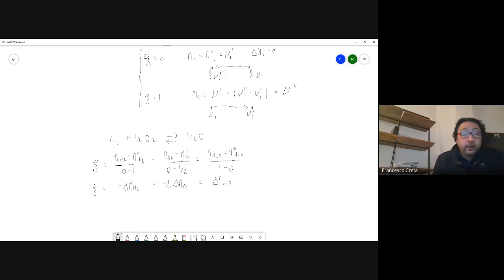And you can define this for every species simply because you've integrated the proportion with which they vary. So in this sense, you see that the variation of the number of moles of hydrogen is twice that of oxygen, because we need 2 molecules of hydrogen for every molecule of oxygen, in this proportion here, okay?